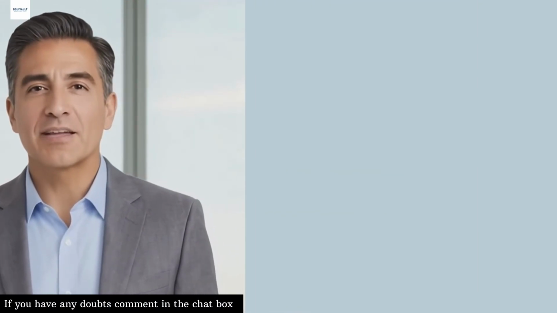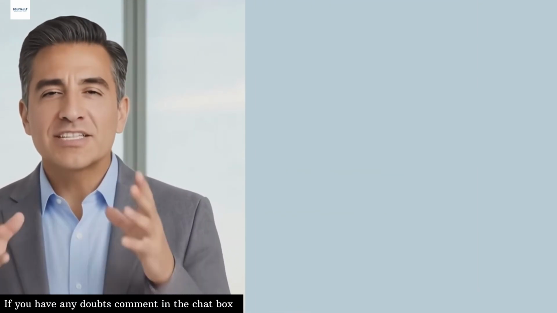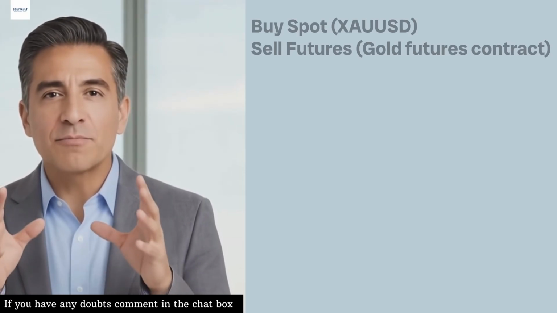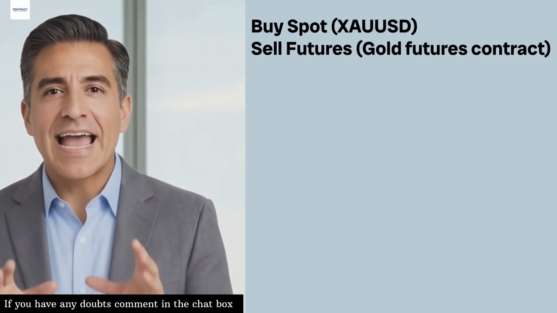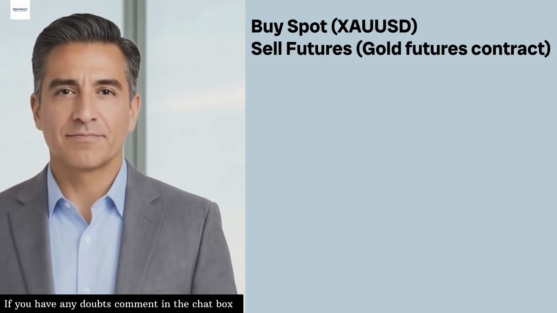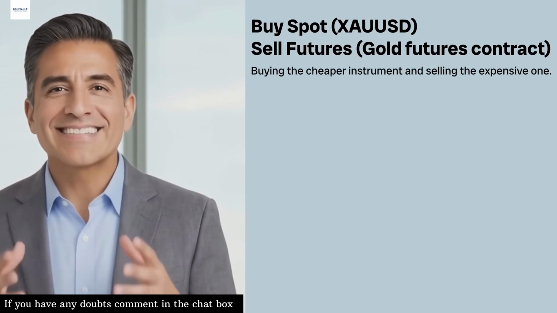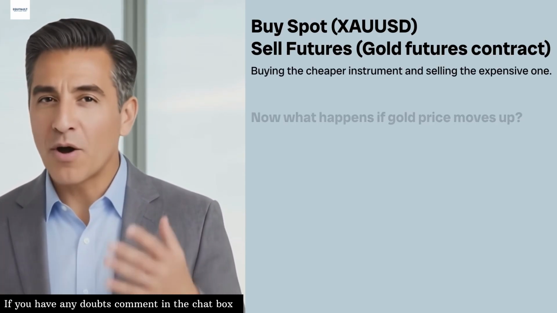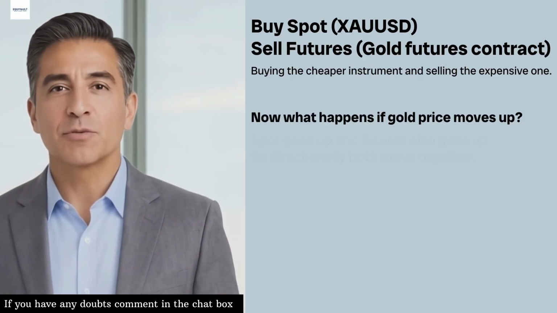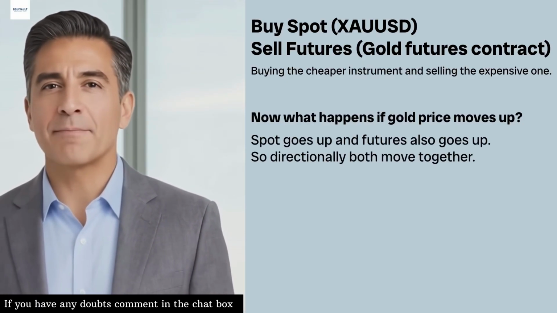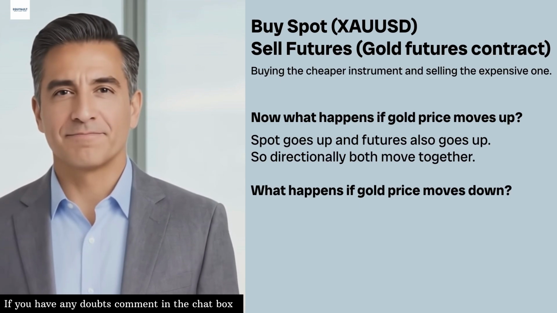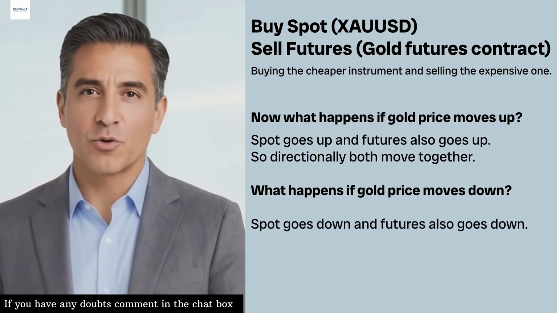Now, if futures is expensive and spot is cheaper, the typical trade structure is buy spot XAUUSD and sell the gold futures contract. You are buying the cheaper instrument and selling the expensive one. Now, what happens if gold price moves up? Spot goes up and futures also goes up. What happens if gold price moves down? Spot goes down and futures also goes down.